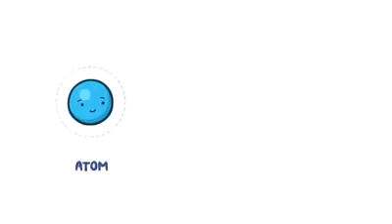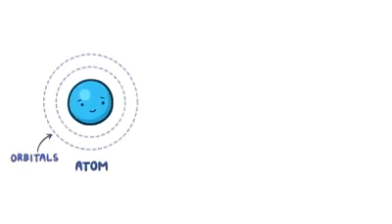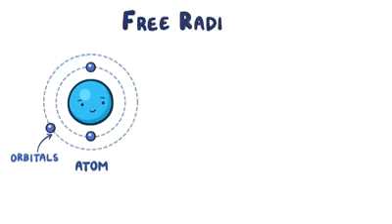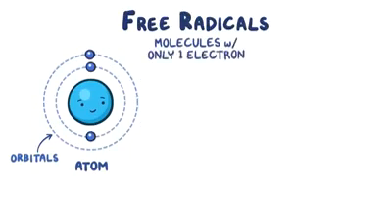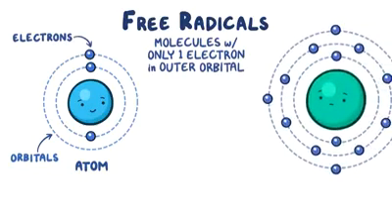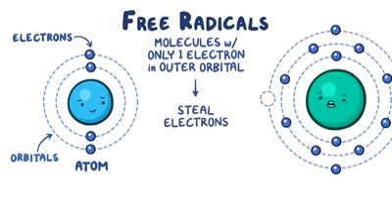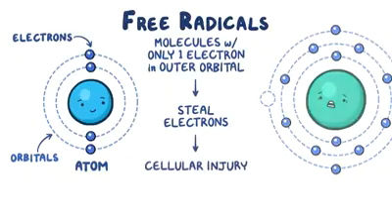Electrons in an atom are present in spaces called orbitals, and each orbital can fit different pairs of electrons. Now, free radicals are molecules with only one electron, or an unpaired electron, in their outer orbital. Free radicals have a habit of stealing electrons from any molecule they come across to make themselves stable, and it's what causes all the trouble and potentially can cause cellular injury.